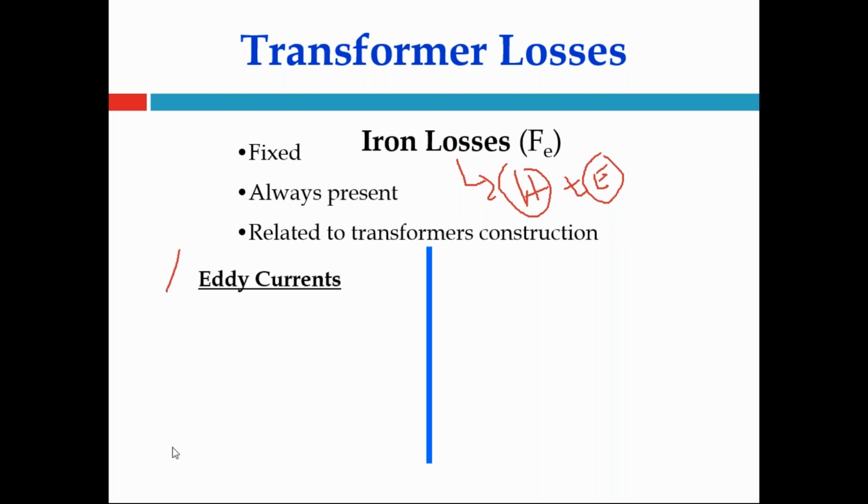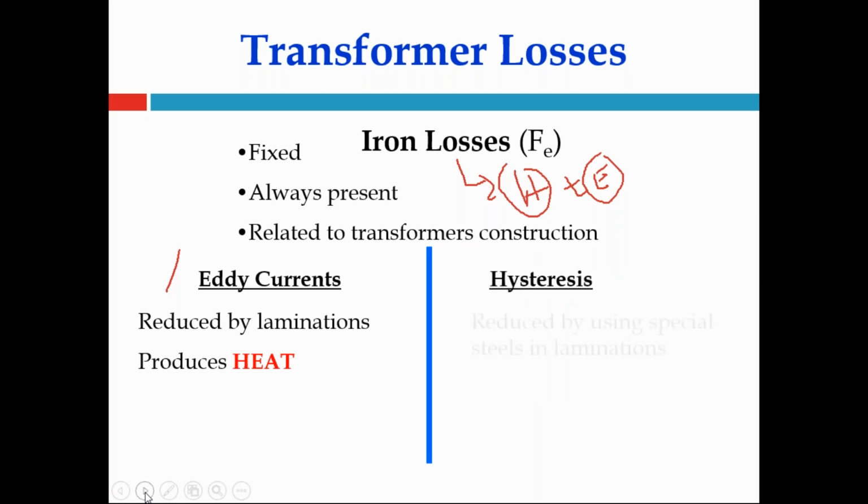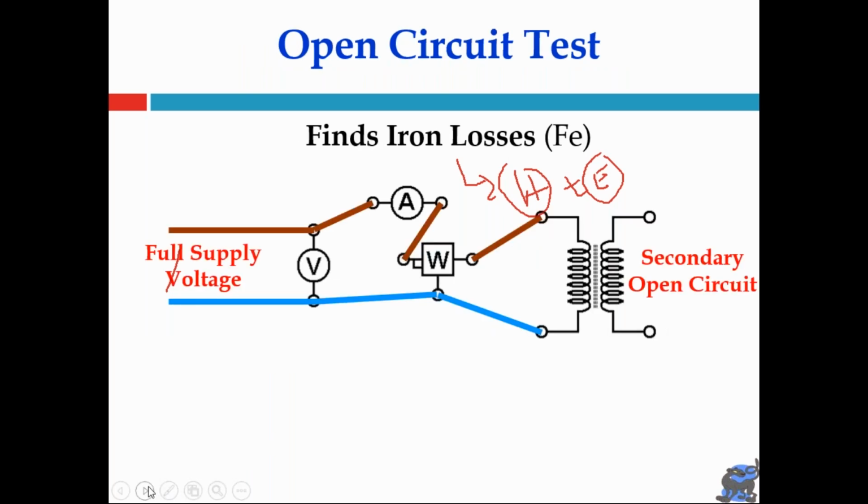The first one is eddy current losses. These eddy current losses can be minimized by using laminated construction, and these losses produce heat. Now hysteresis loss is reduced by using special steels in lamination, that is, it depends on the type of material. So this is the experiment we use to find the iron losses, that is the open circuit test. In the open circuit test, we conduct the OC test on the low voltage side, and the high voltage side is open circuited. The value shown by the wattmeter is represented as the iron losses in the transformer.